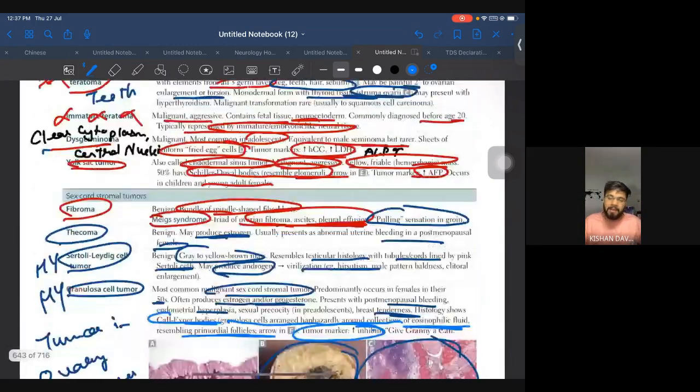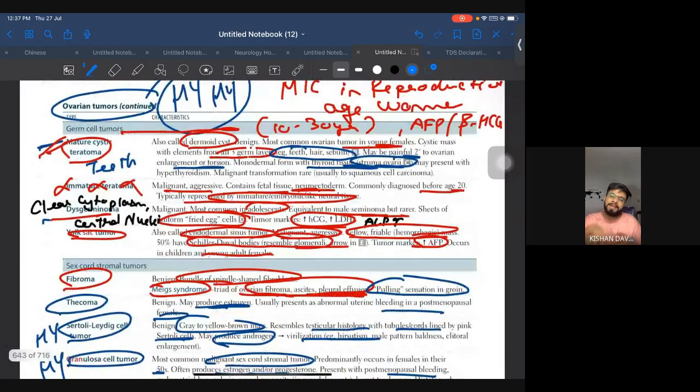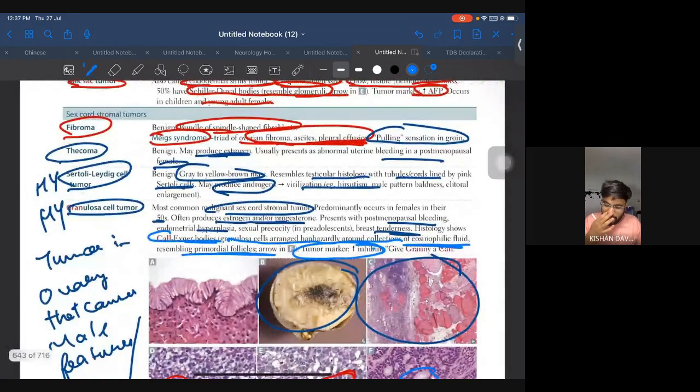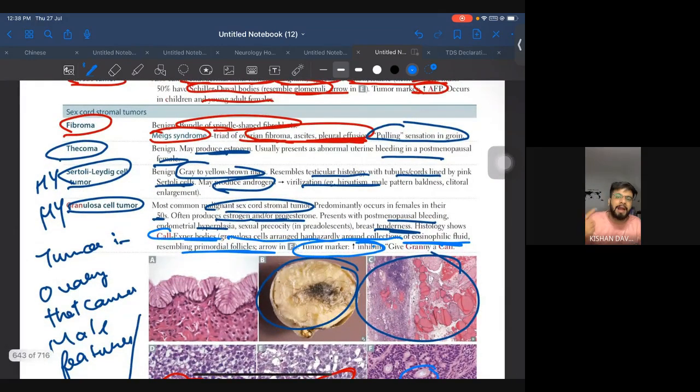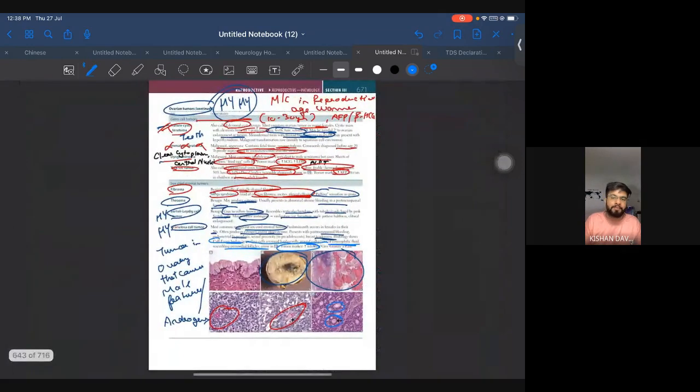Okay, so remember the histology, remember the type of bodies present in each of the tumors, and you are good to go. Okay, let's recap once. Yolk sac tumor has Schiller-Duval bodies. Mature cystic teratoma has teeth, hair, everything, and struma ovarii. Dysgerminoma has fried egg cells. Then Sertoli tumor has male androgens. Granulosa cell tumor has Call-Exner bodies. And fibroma has Meigs syndrome, pulling sensation in the groin. Okay, so this is about the ovarian tumors.